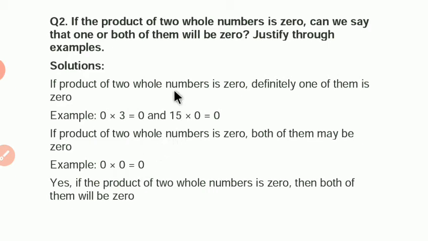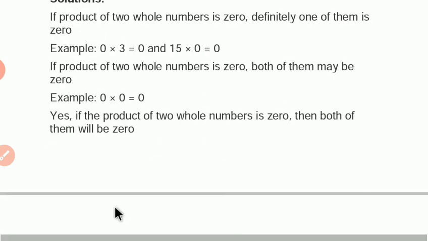So we can say that the product of two whole numbers is 0 only when one of them is 0 or both of them may be 0. So we can say that yes, if the product of two whole numbers is 0, then one or both of them will be 0.